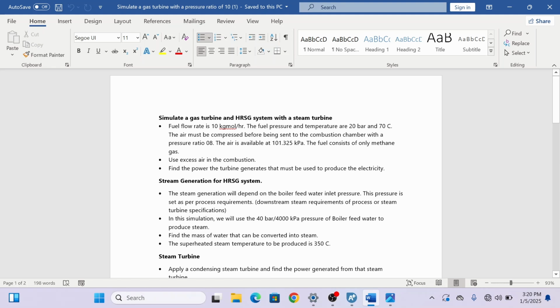We come to our case study here. In the case study, we are given the fuel flow rate, and the fuel temperature and pressure are given to us.